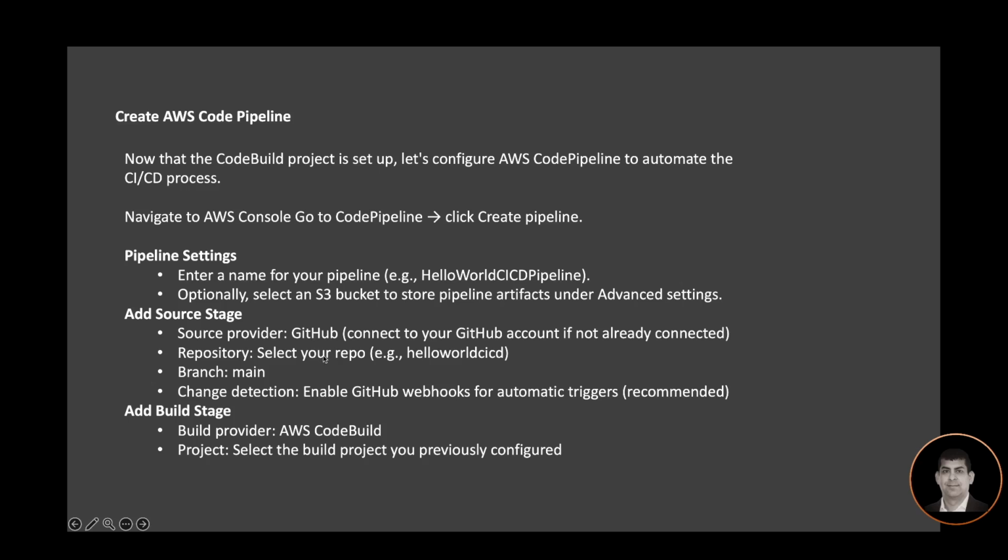And in the source stage, again, I'm providing GitHub, and I'm providing the repo and the branch, which is the main branch. And then I'm going to set change detection, so enable GitHub webhook for automatic trigger. And then I have the build stage where I'm going to select the AWS CodeBuild project. This is the build project that I configured in the previous step using the AWS CodeBuild service.